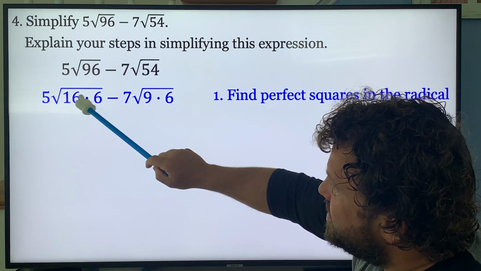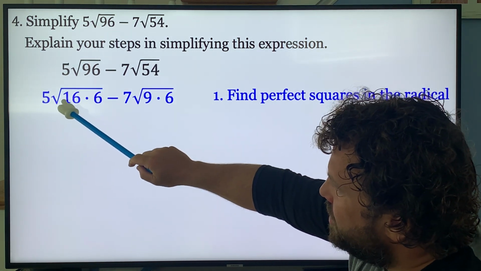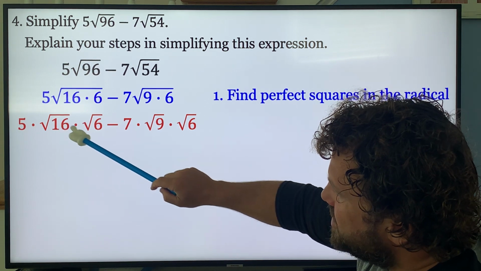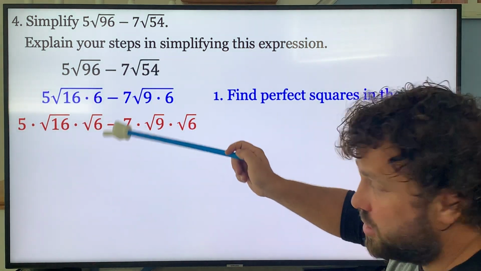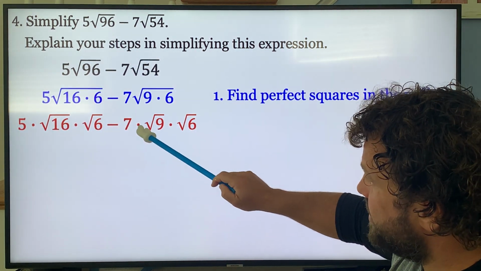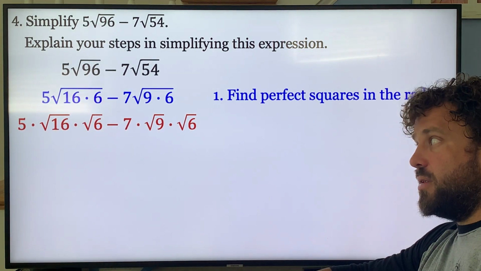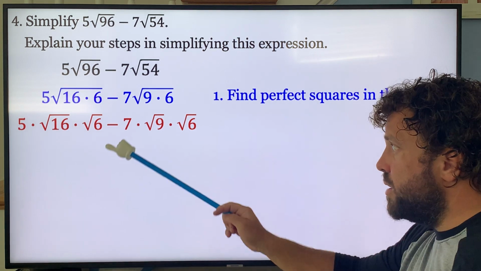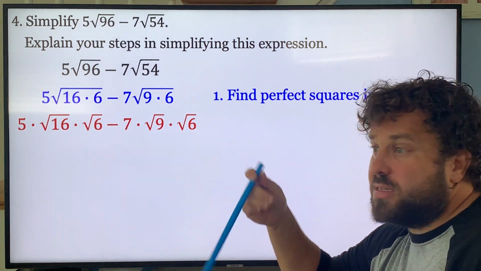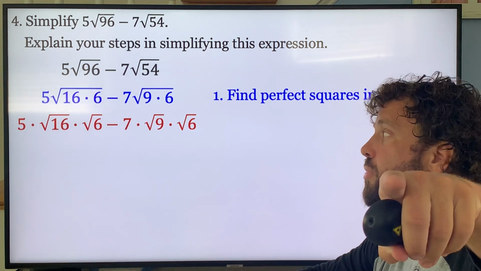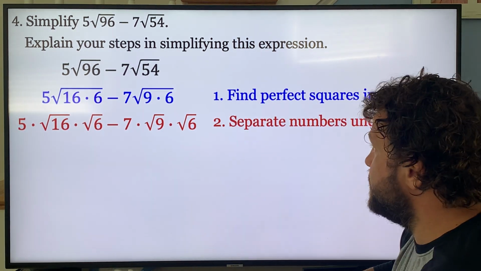Now what I could do here is I could split these. 5 radical 6 times 16, you could do radical 16 times radical 6. This is a rule you can do with square roots. Minus 7 times radical 9 times 6. Square root of 16, we could solve that. That is 4. Square root of 6, we don't know what it is. It's just square root of 6. Minus 7 times square root of 9 is 3. Radical 6 just becomes radical 6.